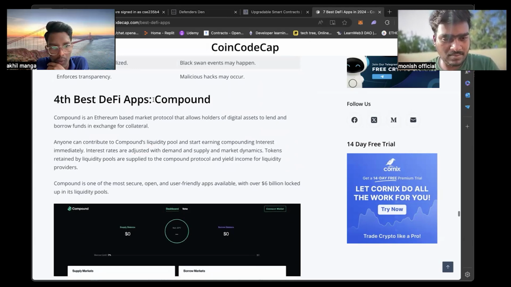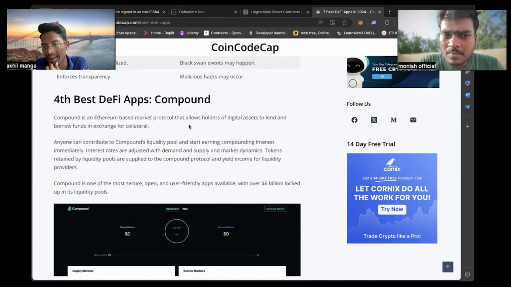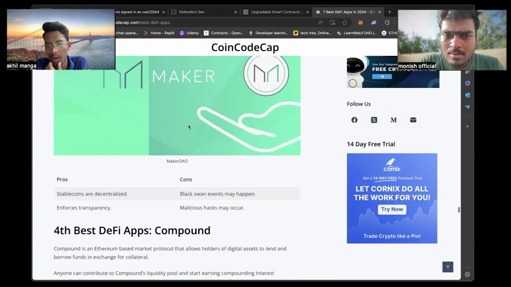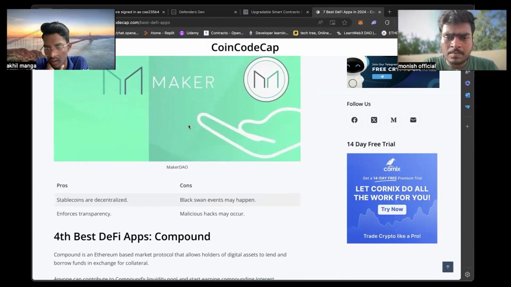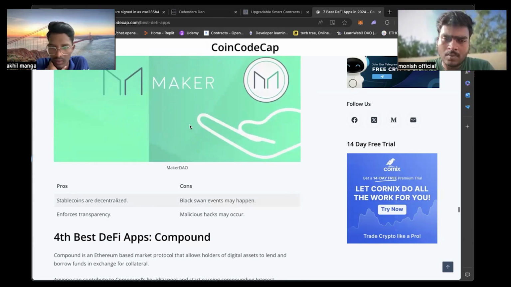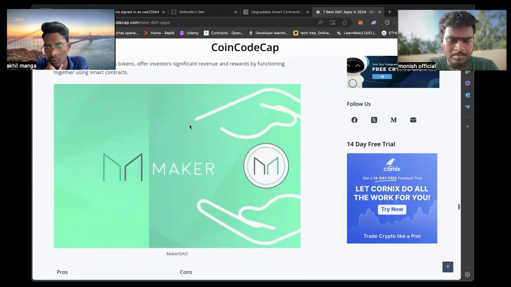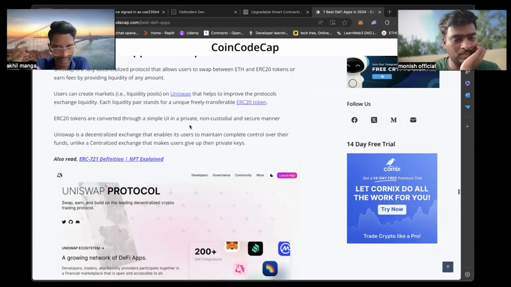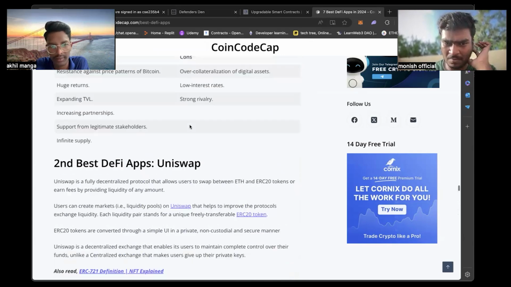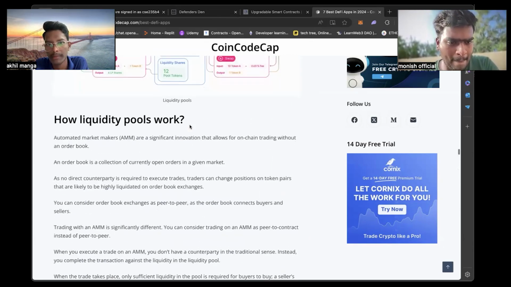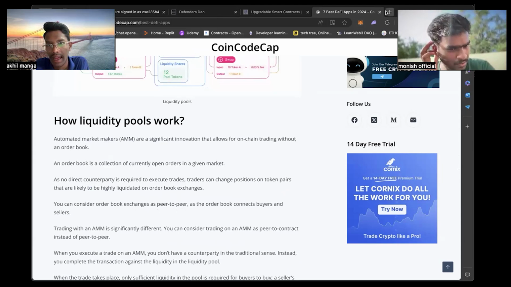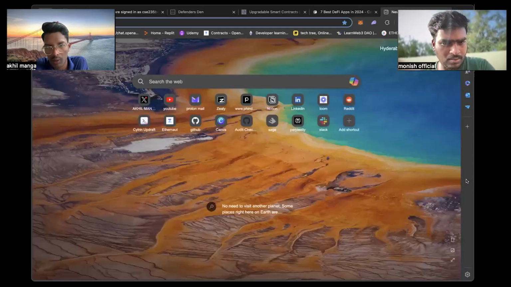Another product is called Compound. Compound is also a market protocol where you can lend and borrow funds in exchange for collateral. About these products, you can understand by reading their respective documentation. We'll not go deep into those products. In coming sessions, we'll understand everything in this DeFi.